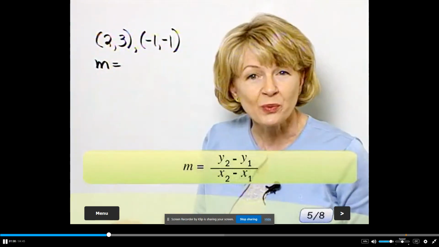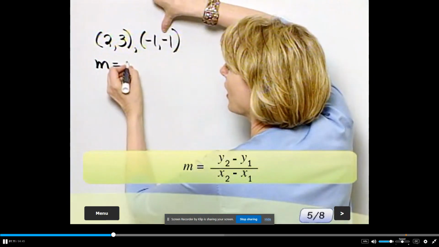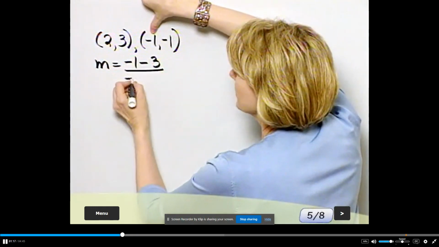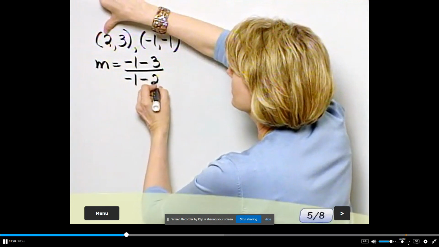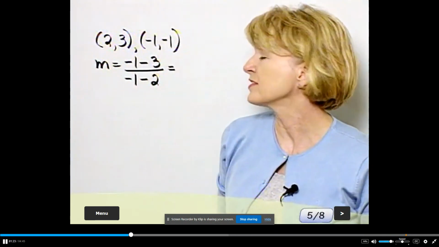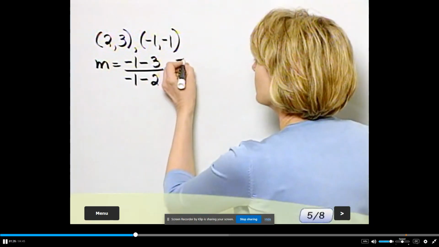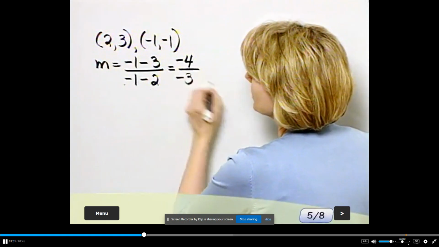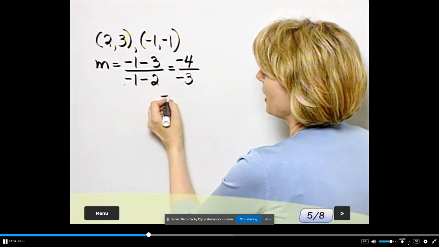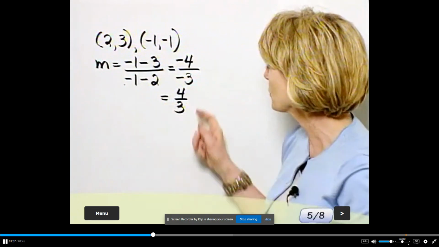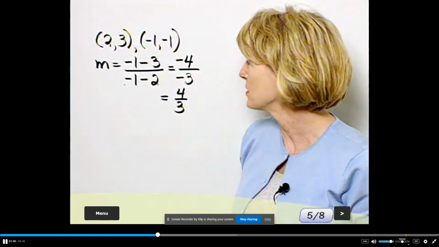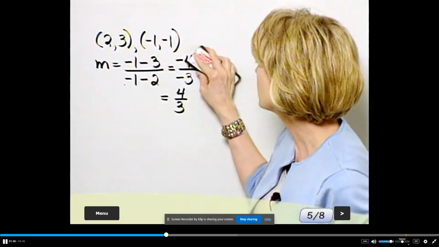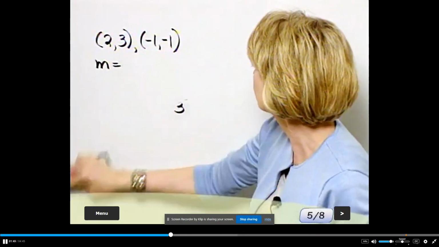Remember, slope is y minus y over x minus x. So it's y, -1, minus y, 3, and then start with this x, -1 minus x, 2. What is -1 minus 3? That is -4 over -1 minus 2. That is -3. And then a negative divided by a negative is positive. So that is 4 over 3. That is my slope. All right, I'm going to erase my working now and just write the slope down. The slope is 4 over 3.